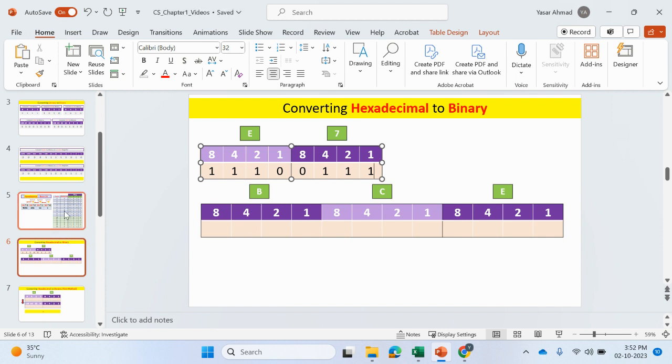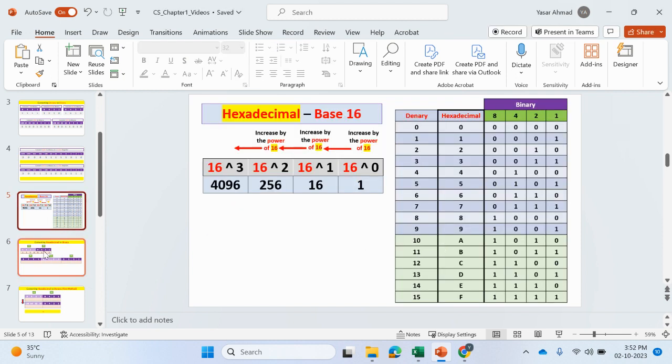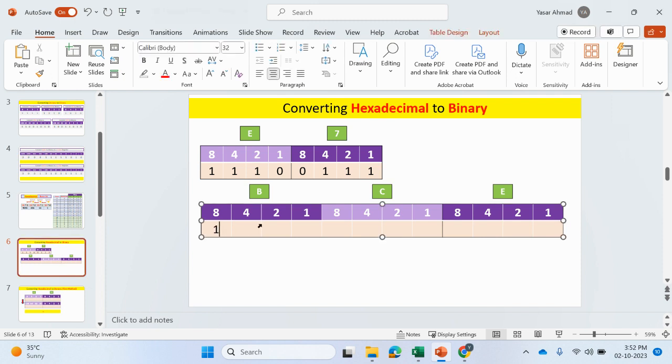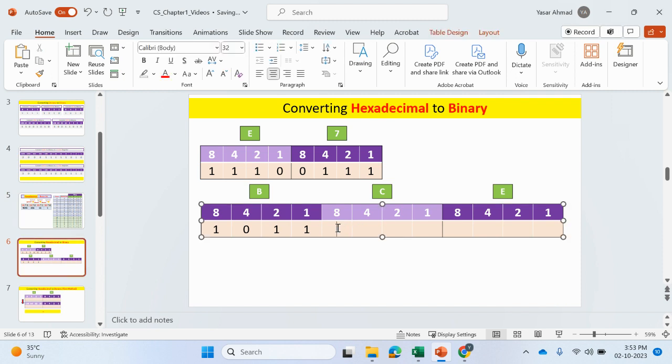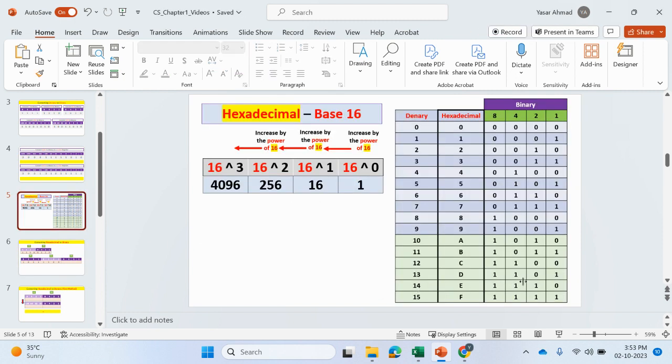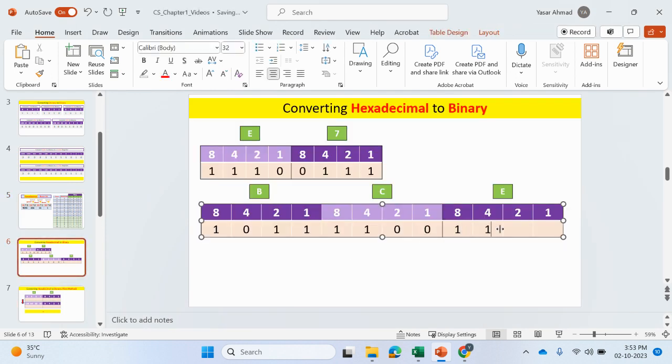B is going to be 11, so 8 plus 2 plus 1, which is 11. C should be 12, so 8 plus 4 makes 12. And an E is going to be 14. So if I come back to here, it's basically 1 plus 1 plus 1 and 0, which equals 14.